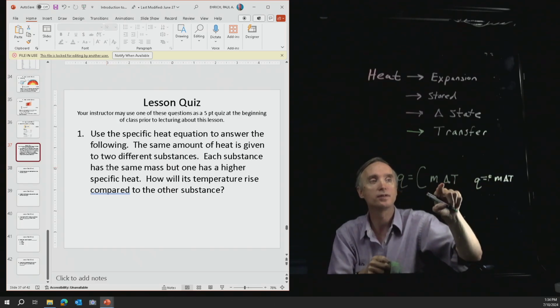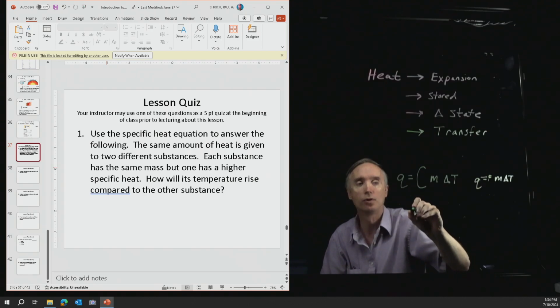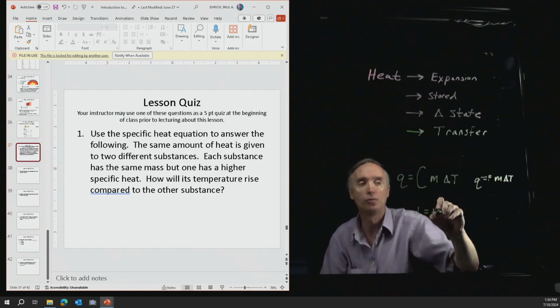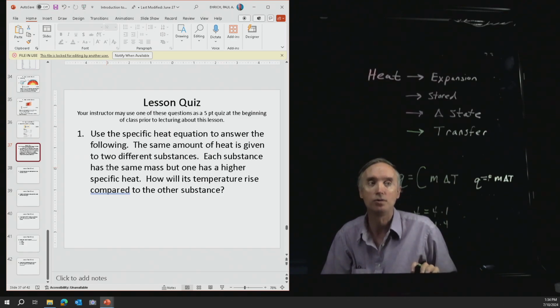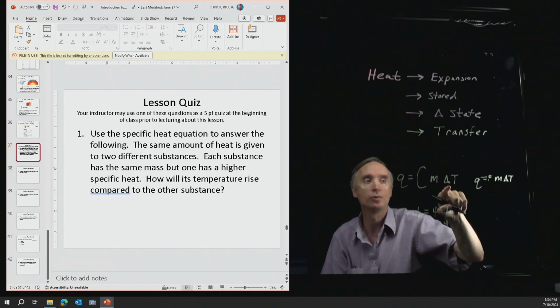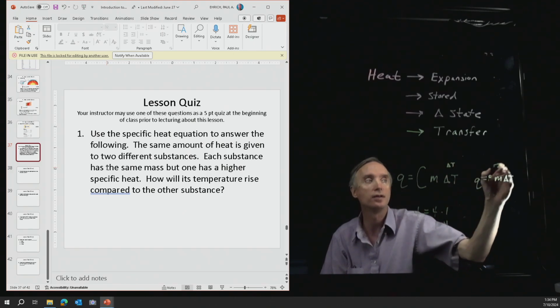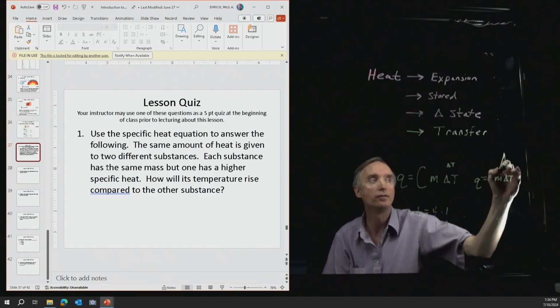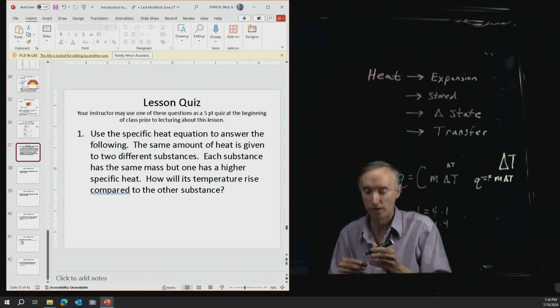So what does the delta T have to do in order to compensate? It's like 4 is equal to 4 times 1, but it's also equal to 1 times 4. So if one number gets small, the other number gets big in order to compensate. So this one would have a small change in temperature, and then this one over here would have a large change in temperature. So that's how you do that question.